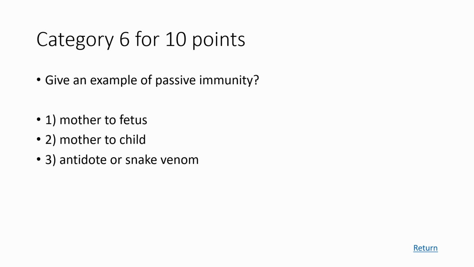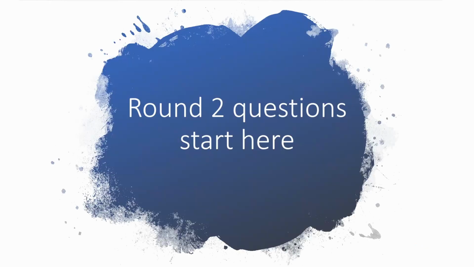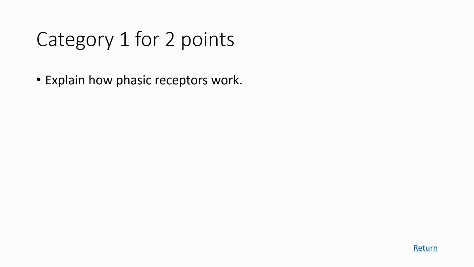Example of passive: mother to fetus, mother to child, and antidote or snake venom. Remember, with the antidote, snake venom, we just give you the antibodies. There's no reason to develop an immunity to rabies. Hopefully you get it once, you never get it again. So on. Okay, second round.